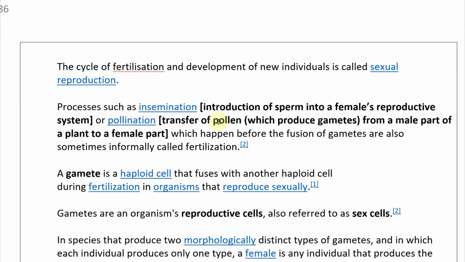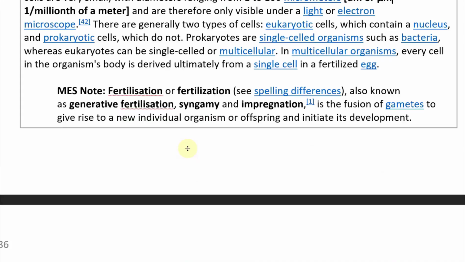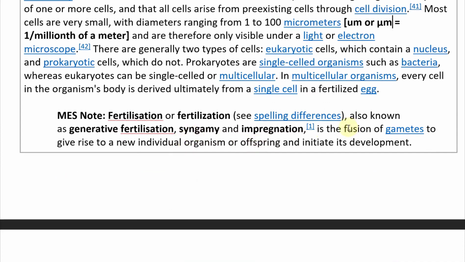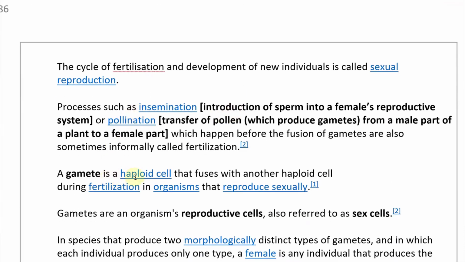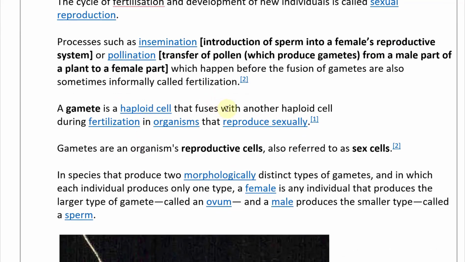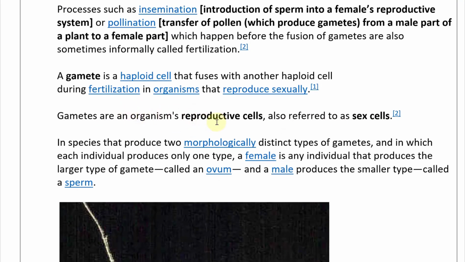Processes such as insemination, which is the introduction of sperm into a female's reproductive system, or pollination, which is the transfer of pollen, which produces gametes, from a male part of a plant to a female part, happen before the fusion of gametes and are also sometimes informally called fertilization. But fertilization more specifically is the fusion of the actual gametes. A gamete is a haploid cell that fuses with another haploid cell during fertilization in organisms that reproduce sexually. Gametes are an organism's reproductive cells, also referred to as sex cells.